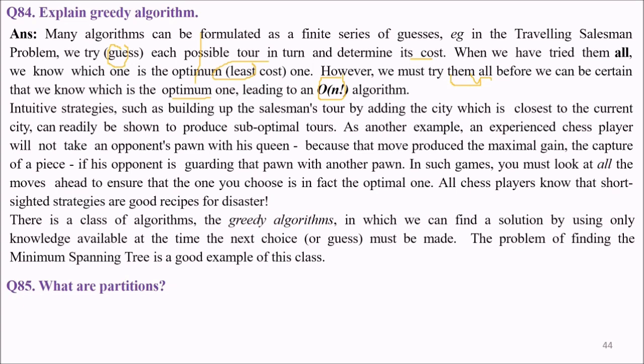Intuitive strategies such as building up the salesman tour by adding the city which is the closest to the current city can readily be shown to produce suboptimal tours. Not optimal, but suboptimal tours.